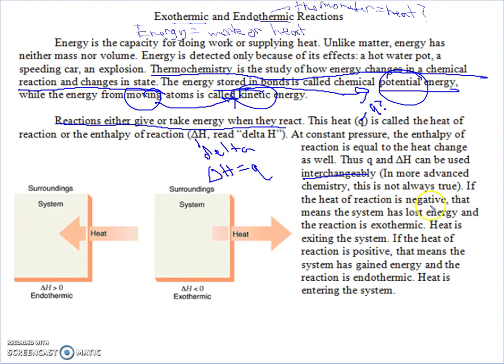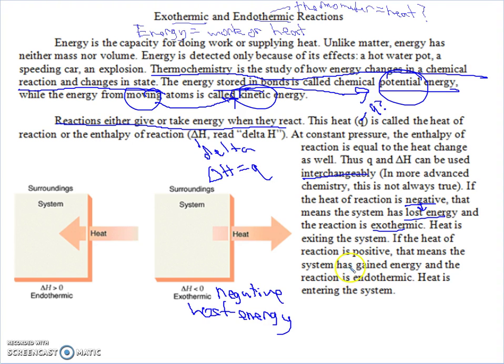If the heat of reaction is negative, that means the system has lost energy and the reaction is exothermic. So negative means lost energy, exo. So this one, delta H is less than 0, is negative. So we lost energy. Heat is exiting the system.